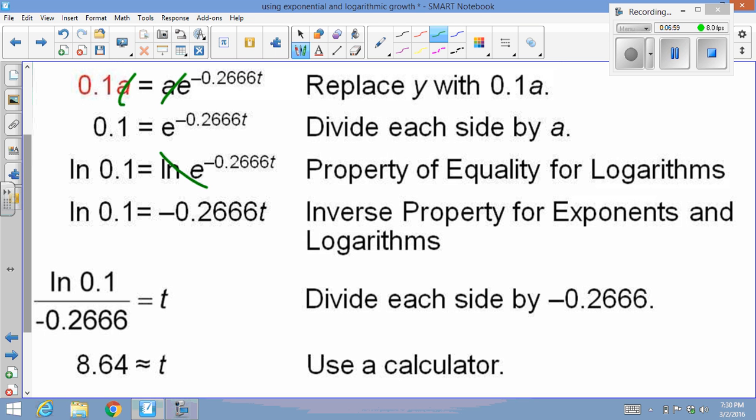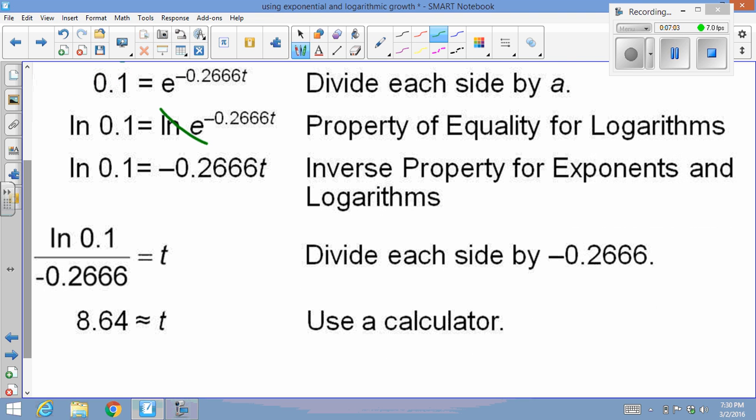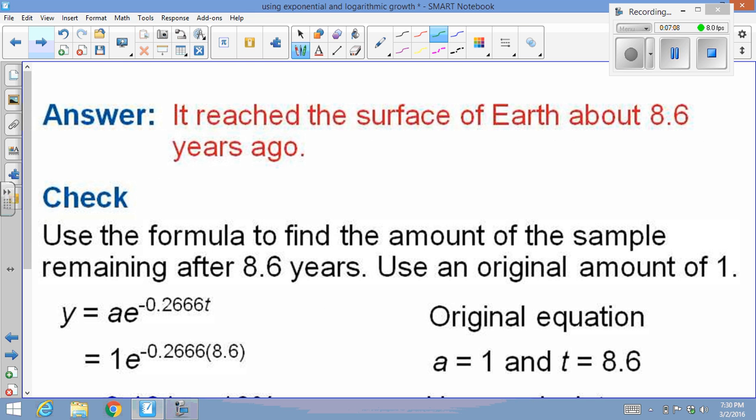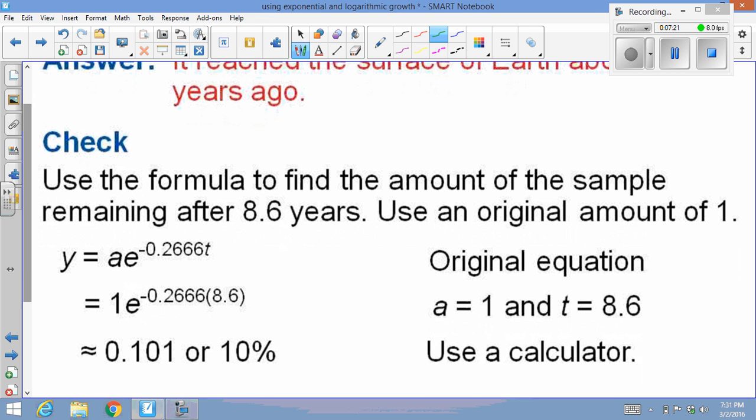Now, I need to make sure that it actually works. So I'm going to substitute it back in to make sure that that is a true statement and I don't have any negative logs. When I substitute it back in, I would put in an original amount of 1. We don't know exactly what it was, but we're going to assume that it was 1. And then I'm going to put in the 8.6. When I put in the 8.6, I end up with the amount that I have left, which is 0.10, which is roughly 10% of what I started with. So it does work and everything's good.